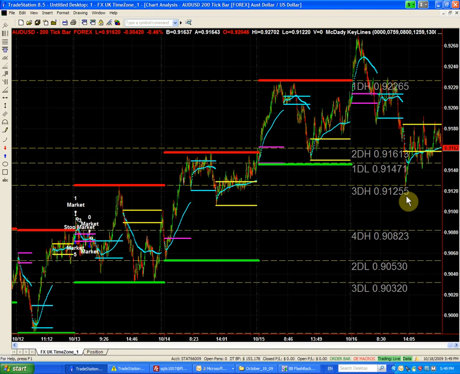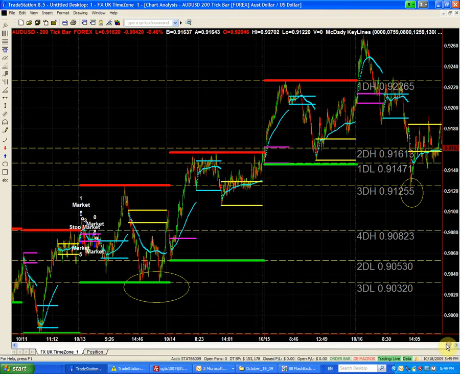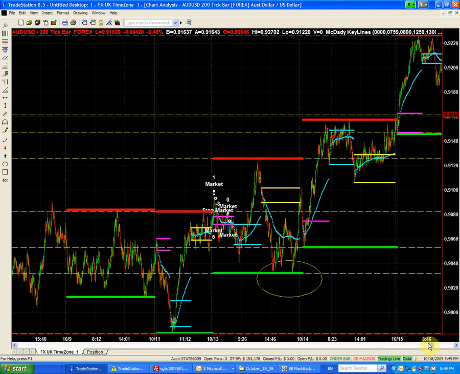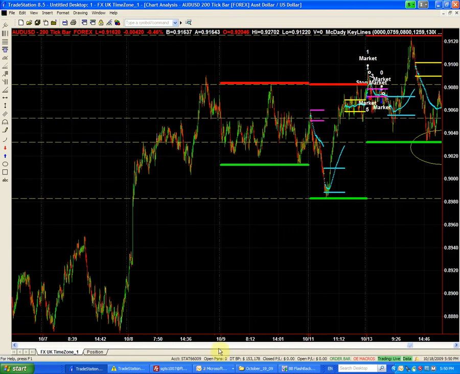We are only going to short the Aussie dollar either below the 91.25, and better still, I would short it below the 90.32. This is a major uptrend, and I will just scroll a little bit to the left so you can see how big this move is.